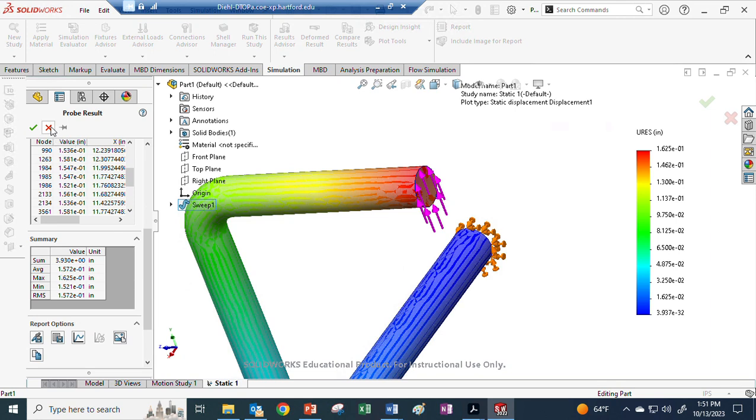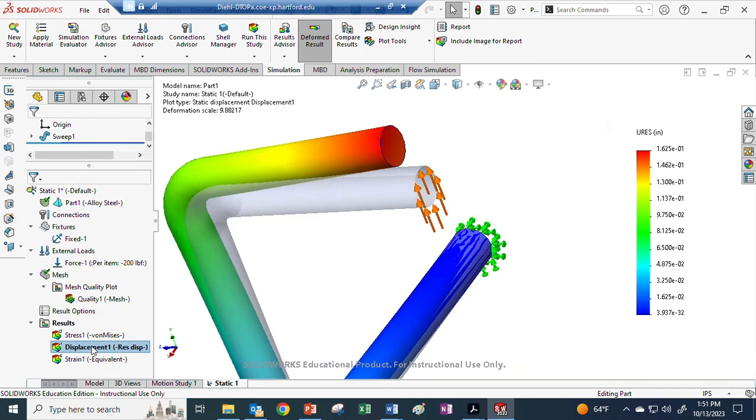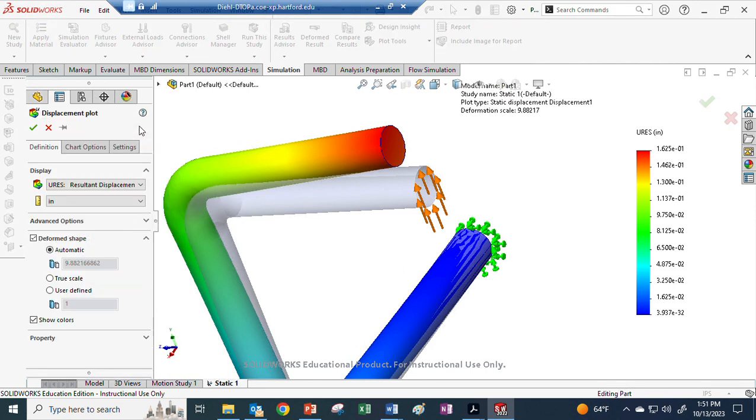Oh, wait. I know why. I made a mistake. Here you go, we're going to fix it. This is always, it's always something. The answer right here, that's the resultant. So that's going to be all of the deformation in the X, Y, and Z, the square root of the square of all those displacements. We only want the Y displacement.